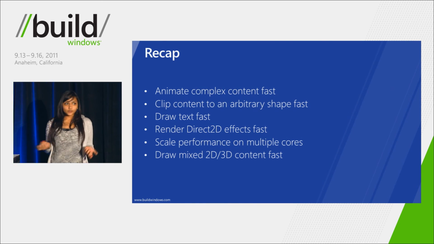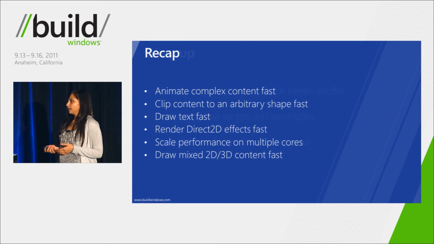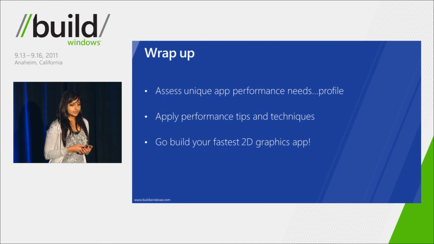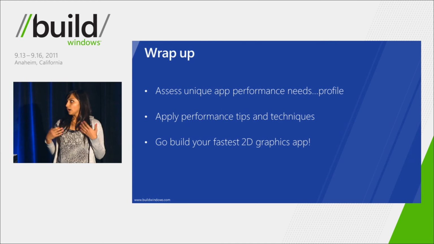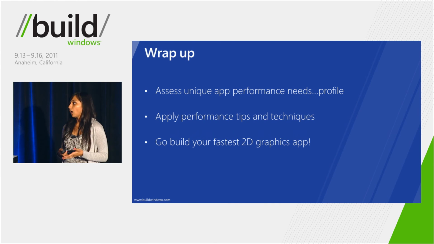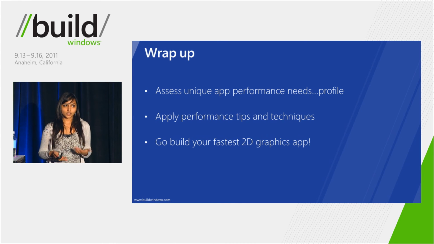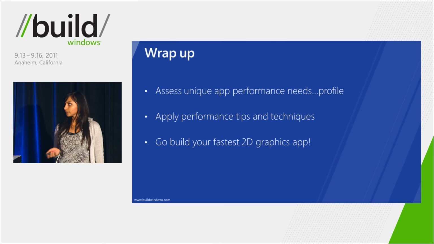So these were the 6 scenarios and some techniques that we talked about today. And basically what I want to say is that when you start writing your application, write it the way you want it. If you don't get the performance that you expect, profile, figure out what's wrong, and then try to use some of the tips and techniques that we just talked about here.